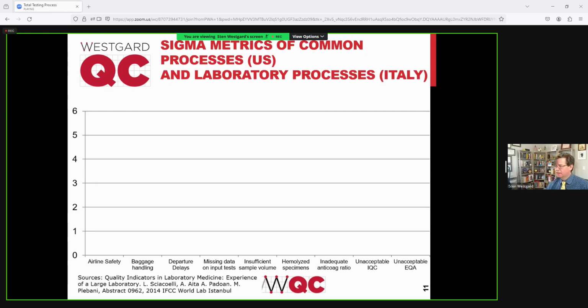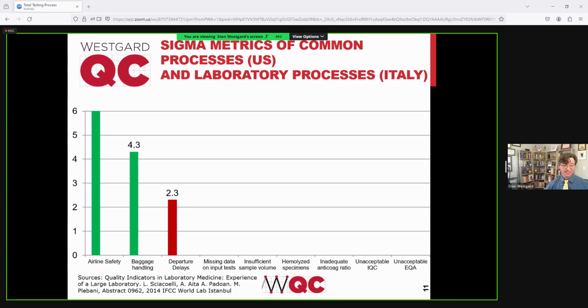Let's again give ourselves some context. Airline safety in the US is Six Sigma. We have very few crashes. Baggage handling is in the 4 sigma. About 1 out of 300 bags is taking a different vacation. And departure delays, about 30%, is less than 3 sigma, 2.3.